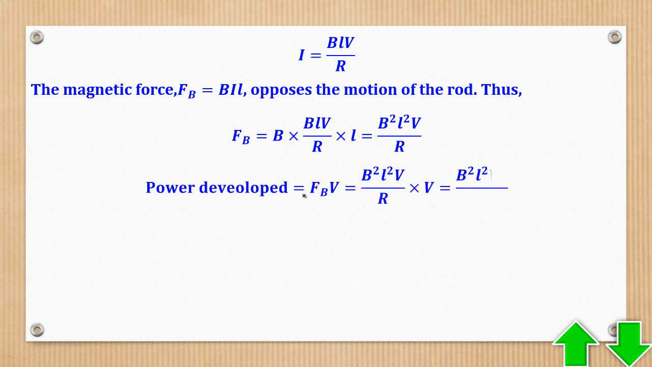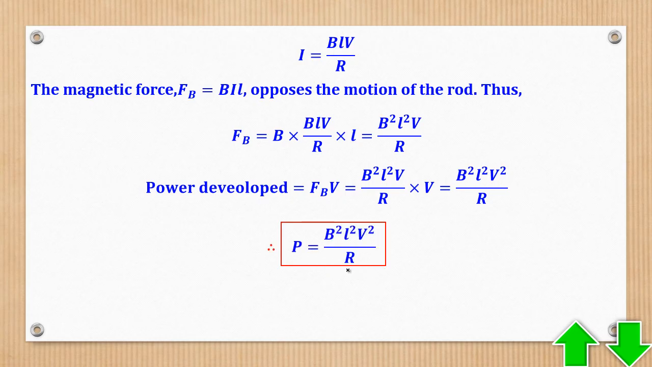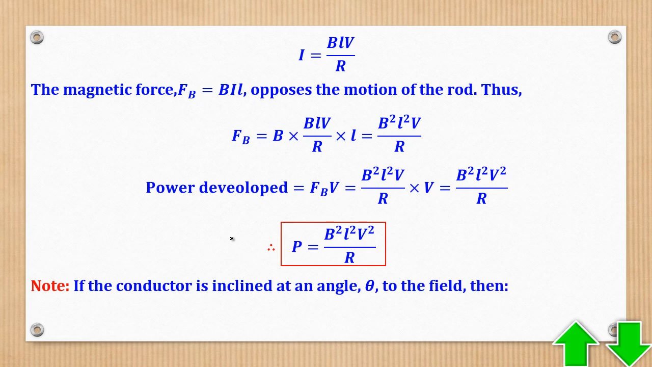Therefore, power developed is FB times velocity, which gives you this. But the key thing is you remembering that EMF is BLV. So if the conductor is inclined at an angle theta to the field, it implies that E is equal to BLV sine theta, not cos, sine theta.